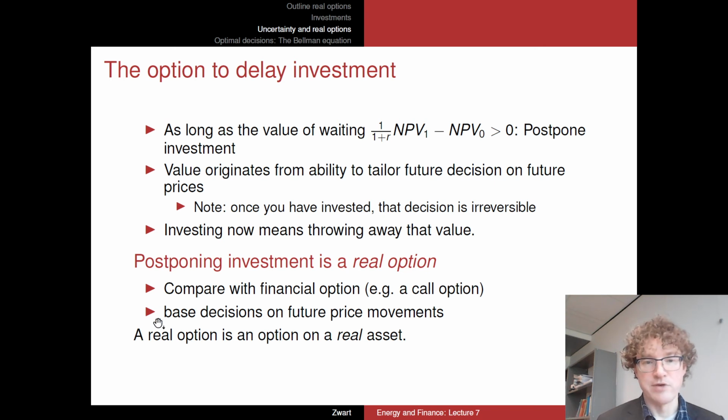And this option value, this time value, arises because we can base our future decisions on the future price movements that we can then observe. So a real option is just like such an option, but it's an option on a real asset. It's an investment project, it's this power plant, if you wish, rather than a financial asset like a stock or a bond.